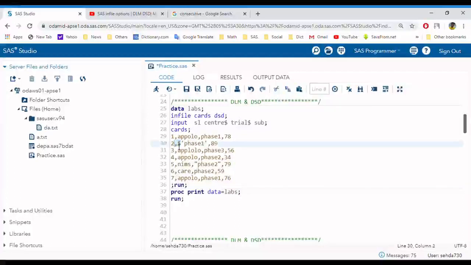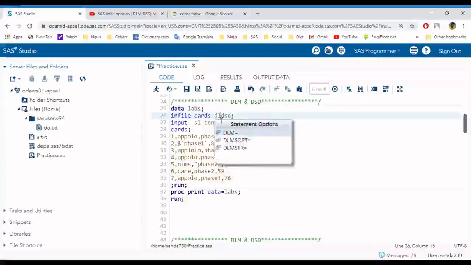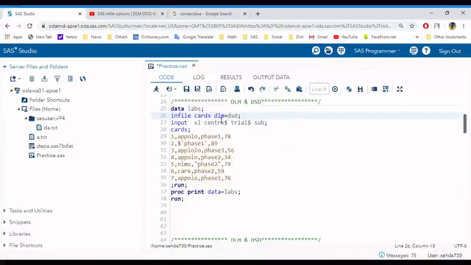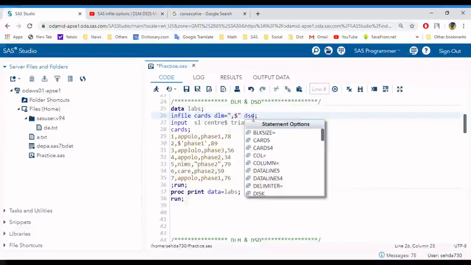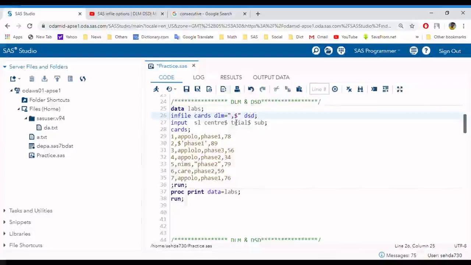So this was about the DLM and DSD. I want to tell you two things for DSD: DSD is used for comma and quotations if you are going to use DSD only. DSD can handle consecutive delimiters as missing values. If two commas or two dashes are together, then it will consider that something is missing between those two.